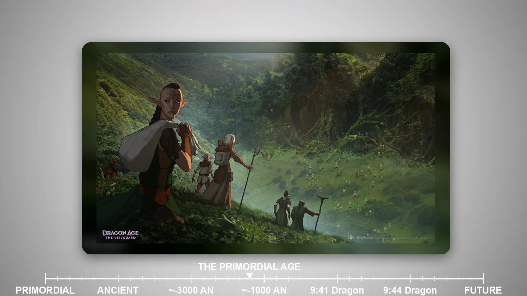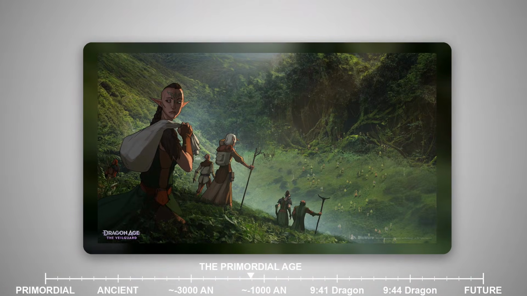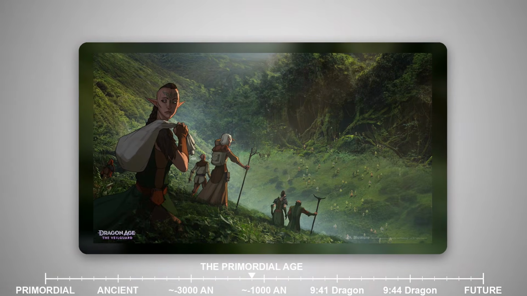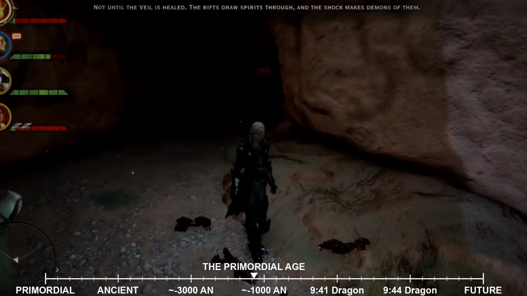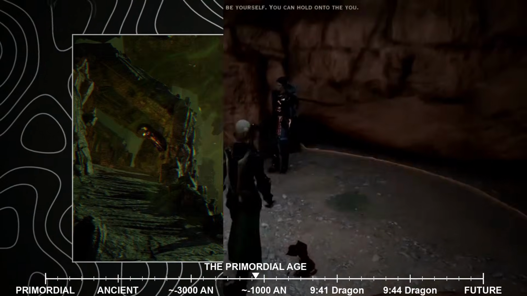But this age of innocence could not last forever. As conscious beings developed more complex emotions, as they began to experience not just simple awareness but the full range of mortal feeling, the Fade began to change in response. Not all spirits, however, remain benevolent.